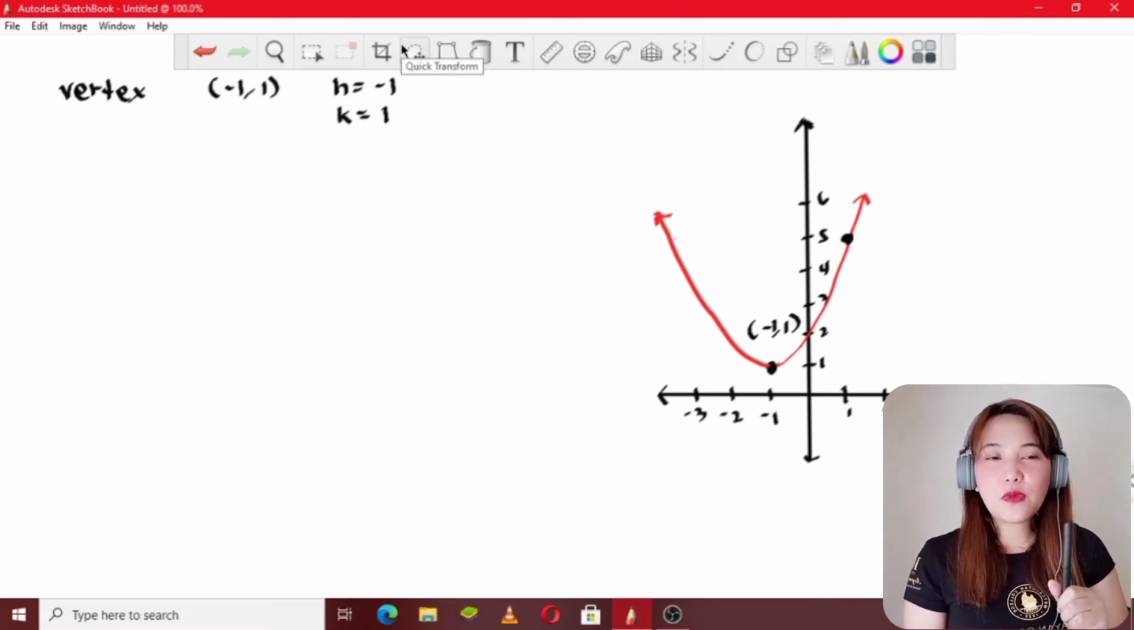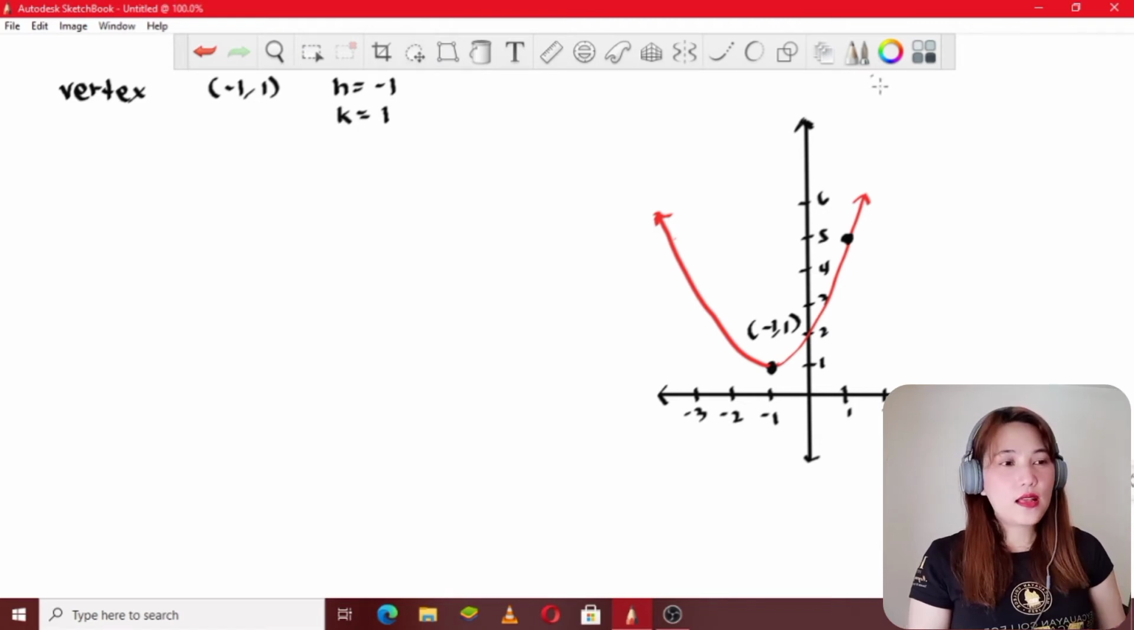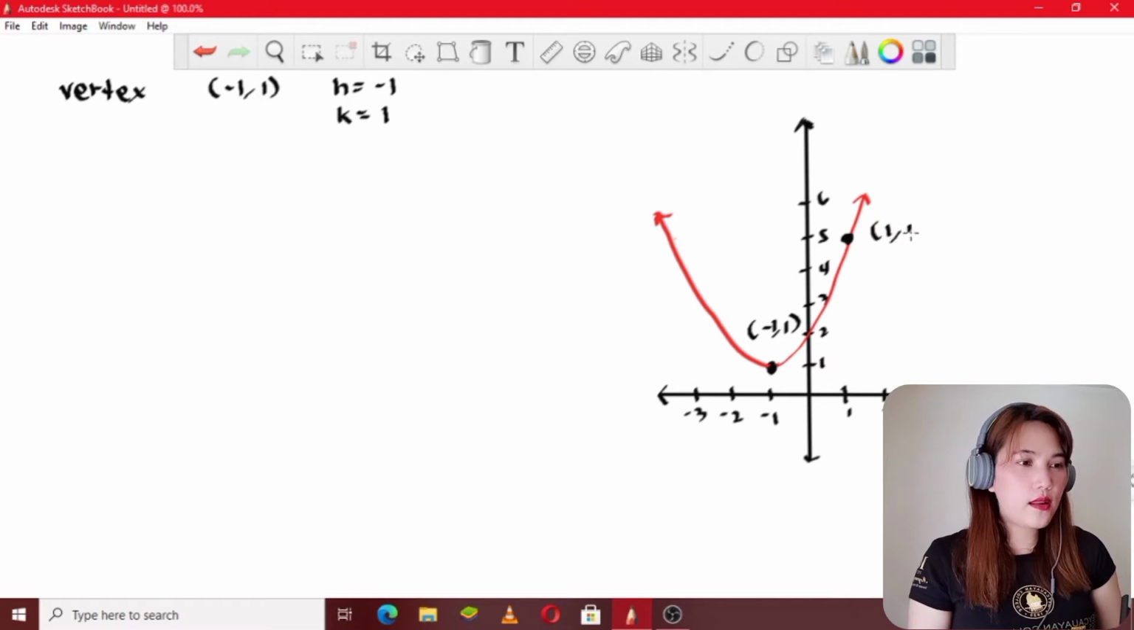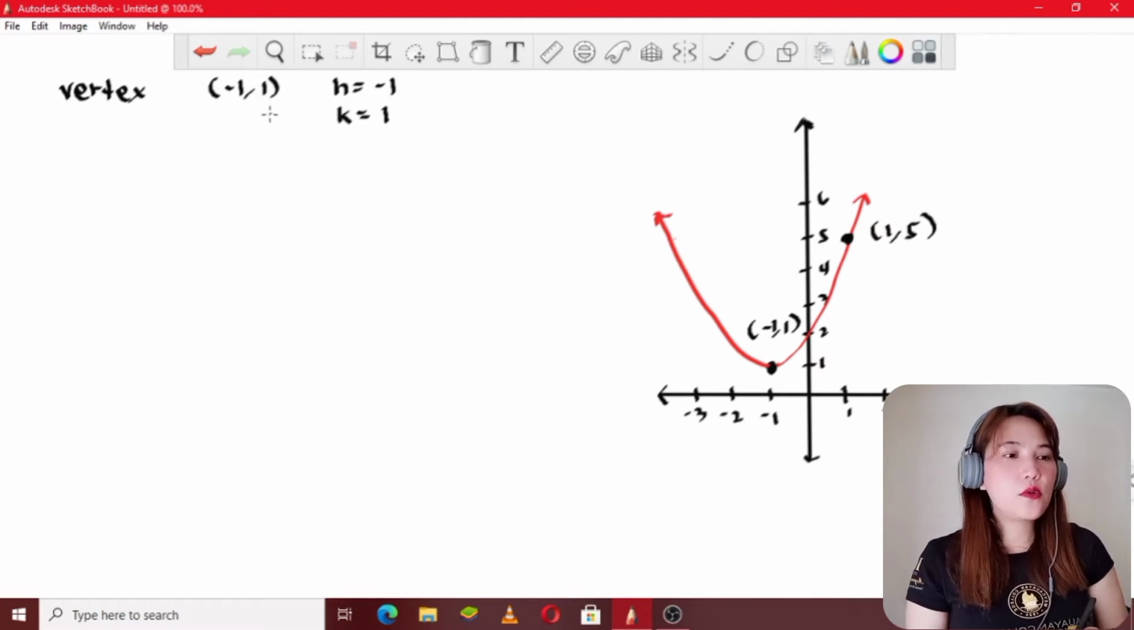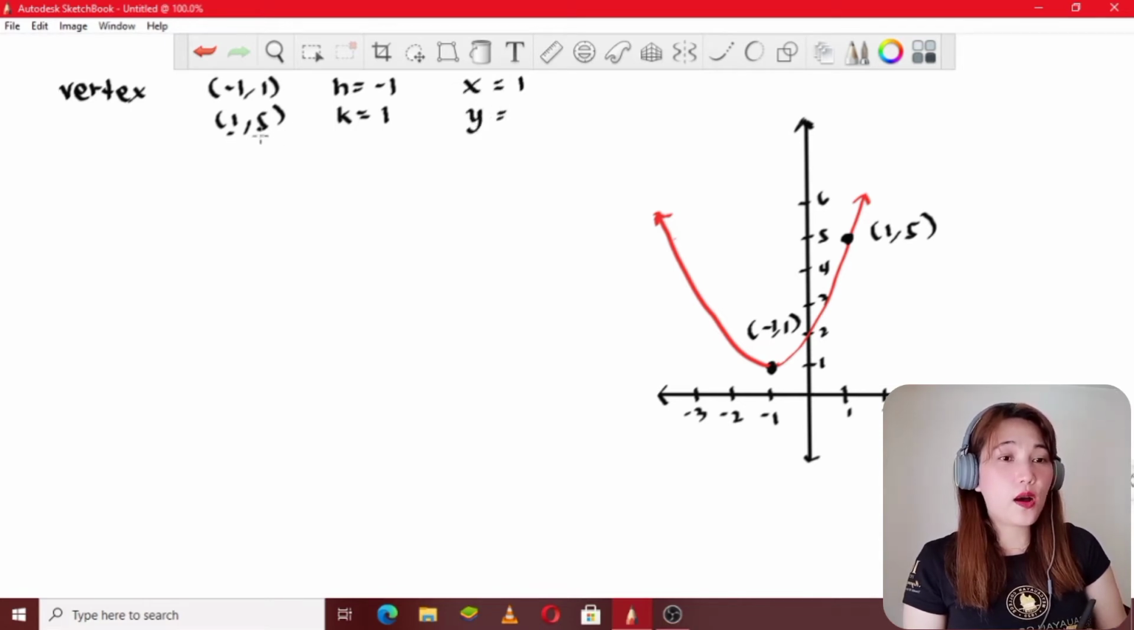Next, after natin makuha ang vertex and after natin ma-identify ang h and k, we have to take another point on the parabola. Any point you'd like. Let's say we will be taking this point. And this is 1, 5. So, kinuha natin yung point 1, 5. We know that the first number, which is 1, is the x-coordinate. So, x is 1. And the second number is y, that is 5. Our y is 5. Okay?